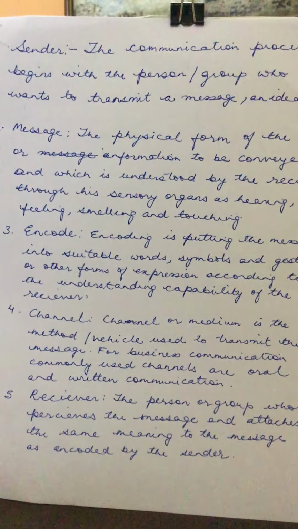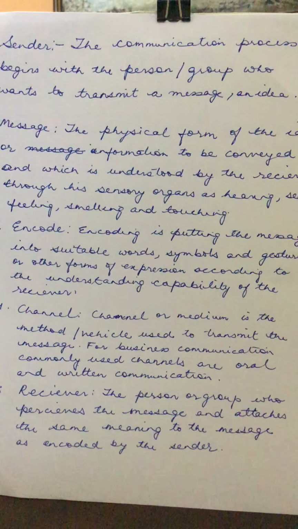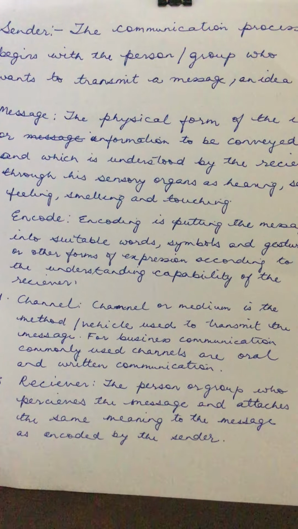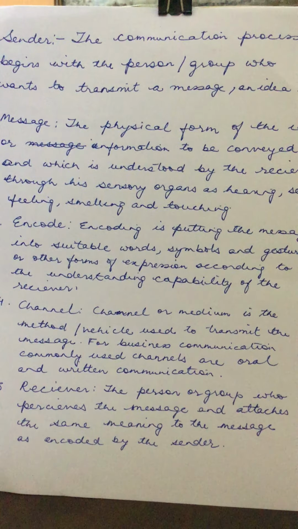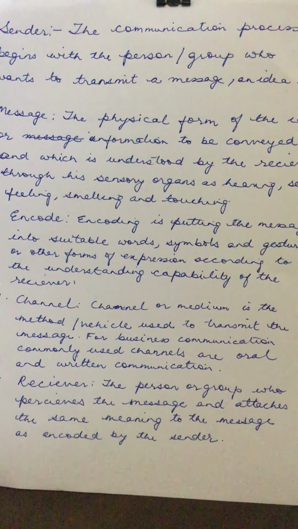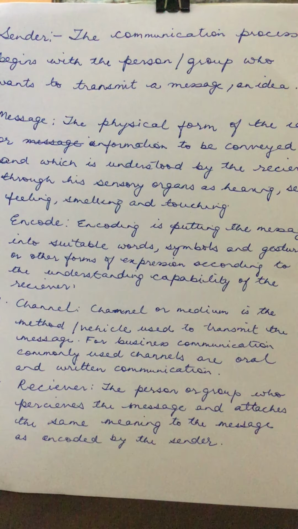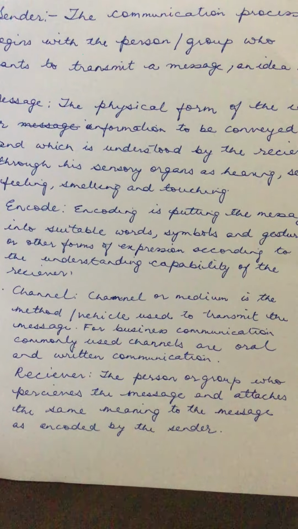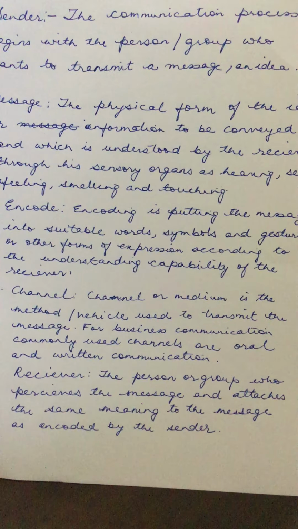So let's look at the technical terms now. Sender. The sender that we have been talking about, the communication process begins with that person or group who wants to transmit an idea or a message. That particular group or sender or person is the sender. Message is the physical form of the idea or information to be conveyed, and which is understood by the receiver through his 5 sensory organs of hearing, seeing, feeling, smelling and touching. Now this message is put into suitable words, symbols, gestures or other forms of expression according to the understanding and capability of the receiver.